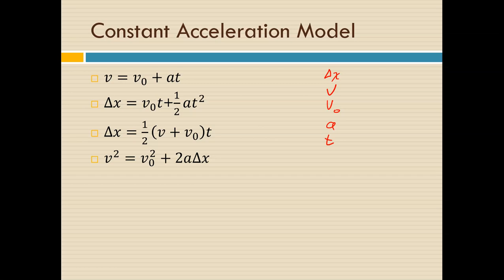Here's a hint when you're doing constant acceleration. If you're doing constant acceleration, you will be using all 5 of those variables. So if you recognize that there is a constant acceleration, you make a table of those 5 variables: delta x, v, v0, a, and t. Some of them you're going to know, some of them you're not going to know. How many of them do you need to know in order to finish the table up?